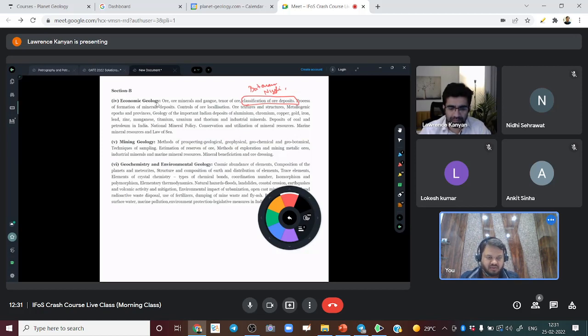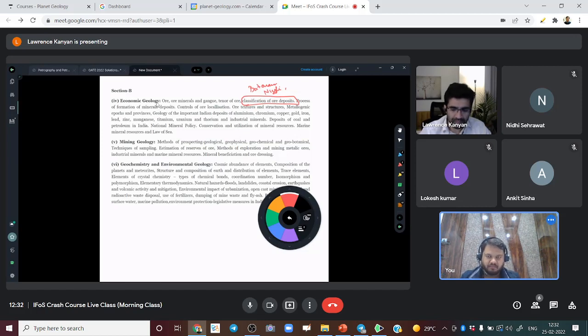So that is classification, and that is what Batman has talked about. So this is one thing, right? This is not very commonly asked. Then the next topic is processes of ore formation, or processes of formation of mineral deposit. So this is important, right? This is all economic geology, or geology is about this only.